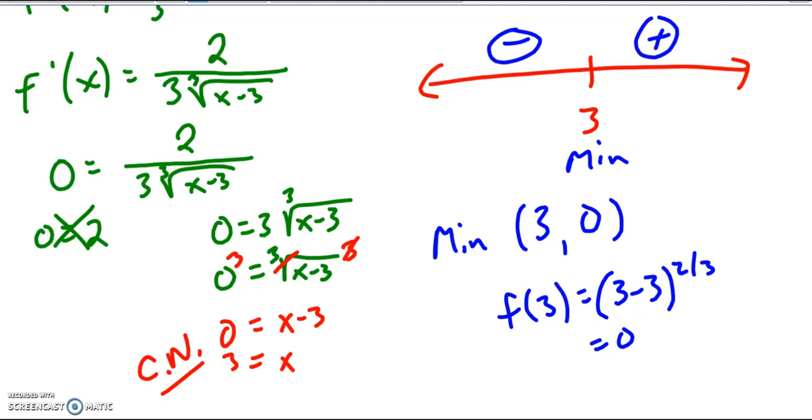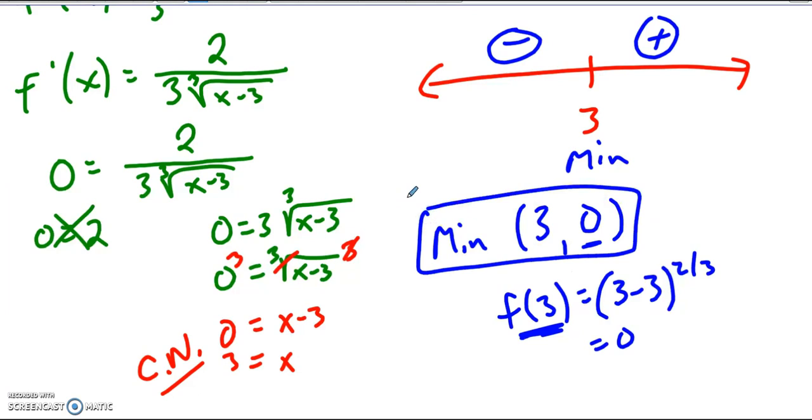And then recall, so your x value is 3, and to find your y value here, you've got to use the original function. Original function, not derivative. Whenever you're finding the y value, use the original function. Substituted that back in and found my y value is 0. So we have a relative minimum at 3, 0.